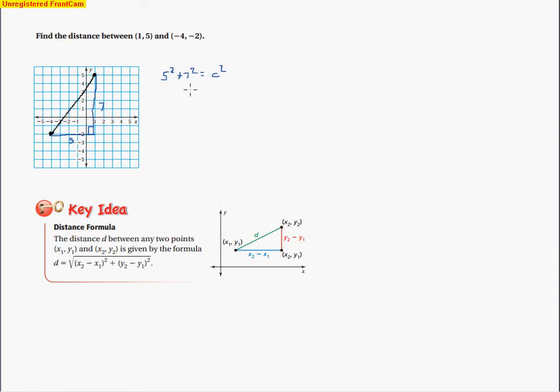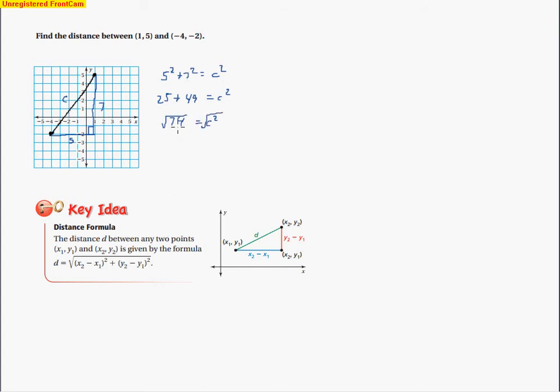And so the side c is what I'm looking for in this case. So 25 and 49 is what I get when I square those two numbers. And then I add them together, and that makes 74. And so what I'm going to end up doing is approximating what that is.